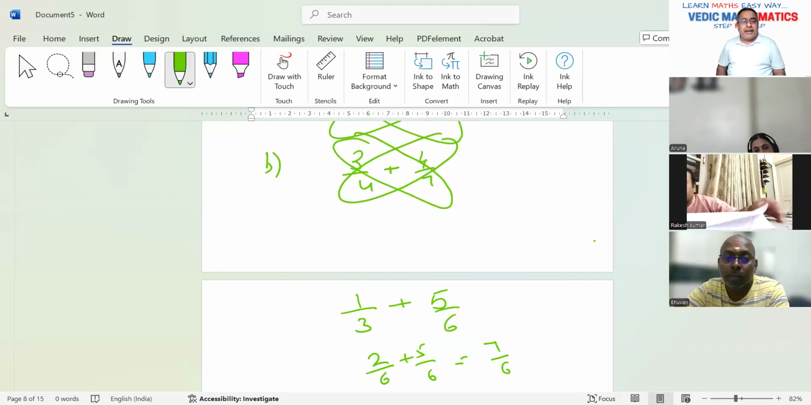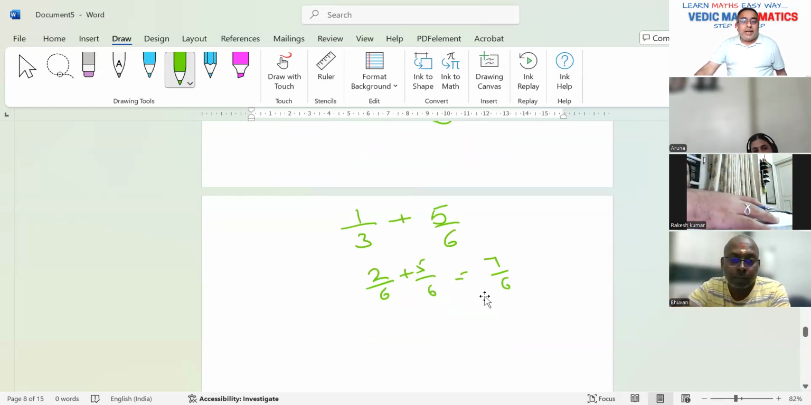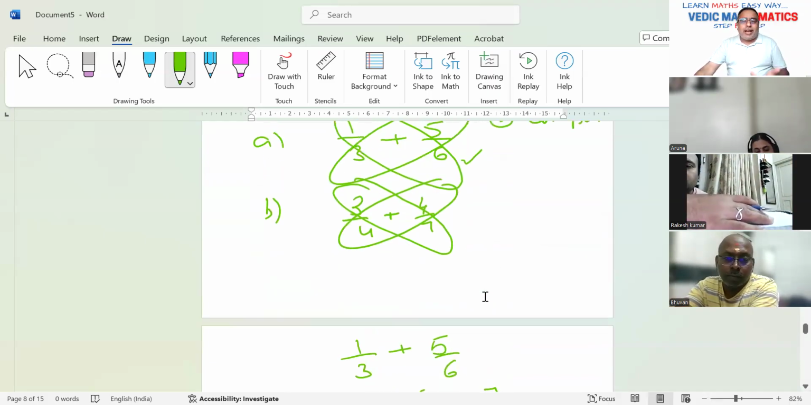Is it clear up till here? Yes, sir. 3 by 4. Now, this is not a like fraction. It cannot be converted to like. Then follow this simple method, which can be applied everywhere. Numerators, cross multiplication, and add, and denominators multiply.